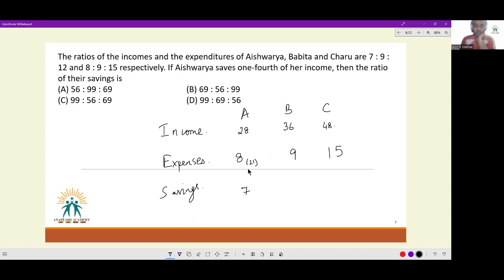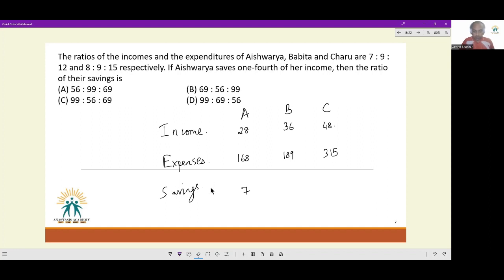It is told 8. So let us turn every number that we have, let's multiply it by 21. 8 into 21 will give me 168, and this will be 189, and this will be, how much? 15 into 21, so 315.